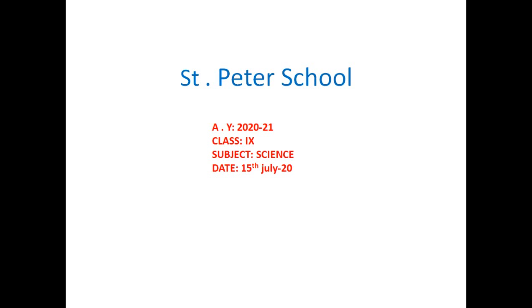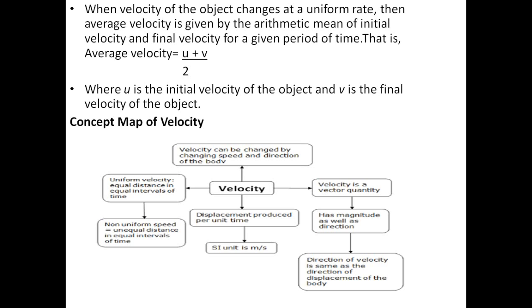So okay, now before starting the class, I would request all the students, please take out your books and keep them in front of you. Take out page number 4. We have discussed this table given at the top of this page, that is uniform and non-uniform linear motion. Let's have a very quick revision.